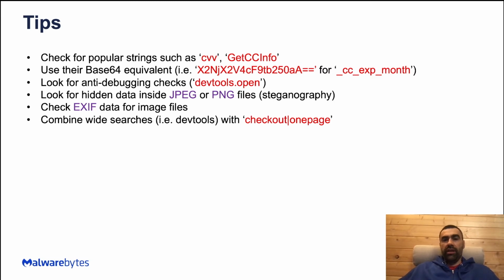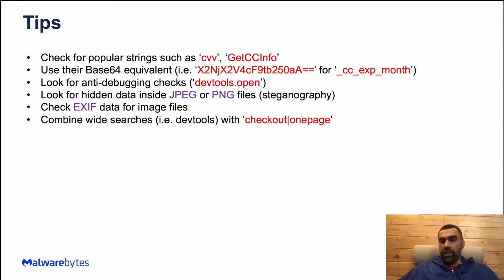Now, you're going to have a ton of false positives if you just do that in general, because a lot of sites that are not malicious, for some reason or another, will check if DevTools is open. So one thing I recommend is to combine that particular string, DevTools open, with another string, which will include things like checkout, one page, which are the parts of the URL that indicate you are at the payment page. Essentially, it restricts your search to files that are interested in DevTools and checkout pages, which hopefully is e-commerce sites.